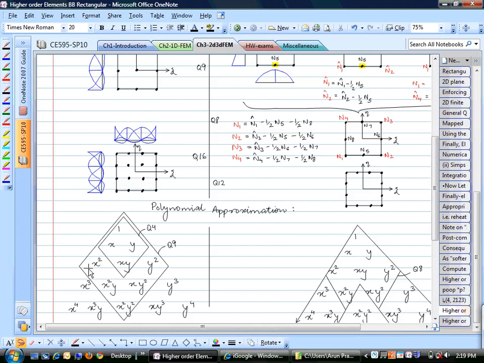Similarly for Q9, you have quadratic in xi, quadratic in eta, and all the product terms also come in. So you have all this way up to here. But Q9 is complete up to the quadratic terms x, y, x squared, and y squared. It is not complete in this cubic term. It is not complete in this quartic term. So the order of convergence will be the same as a quadratic polynomial, meaning displacements will be of the order of h to the power 3, and stresses will be of the order of h to the power 2.